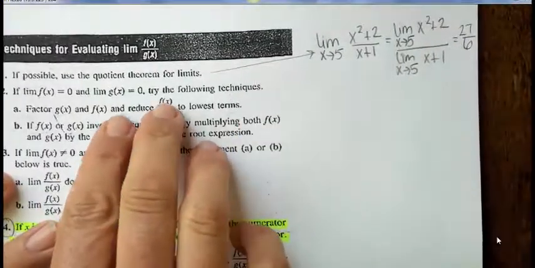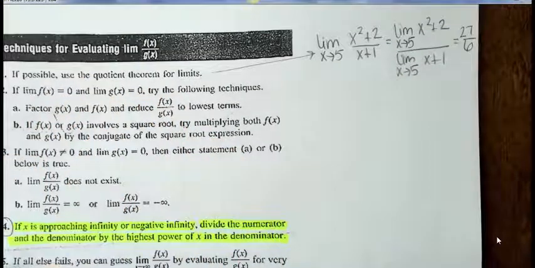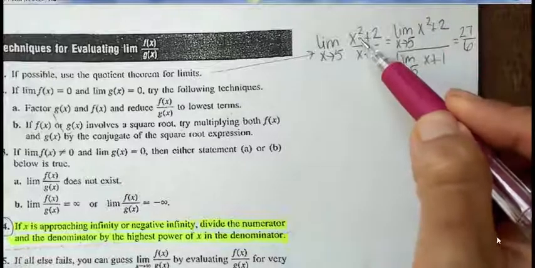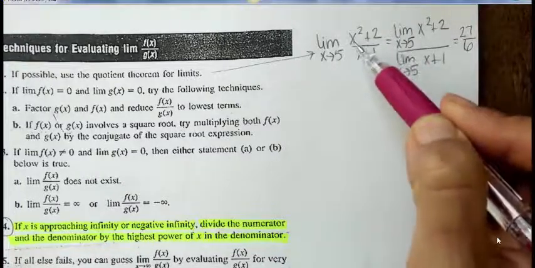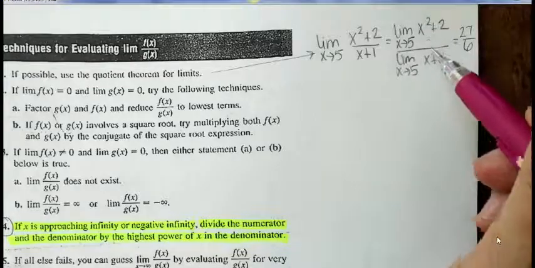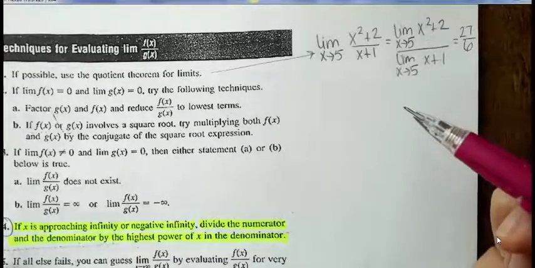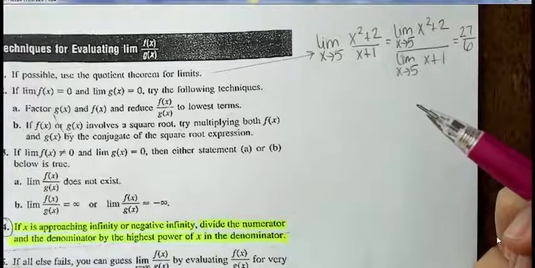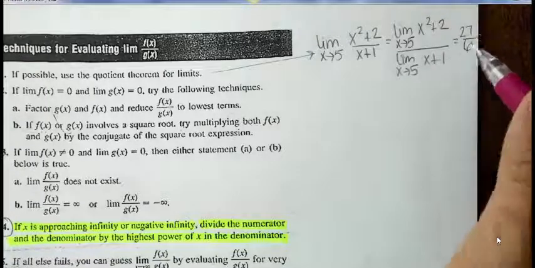So that's what the quotient theorem for limits is. It's basically saying if you can just go straight forward and evaluate this. And I really can. I didn't even have to break it up like this. I could have just gone straight forward. But that is the quotient theorem for limits, where you take the numerator, find the limit of that, take the denominator, find the limit of that, and then put them together.